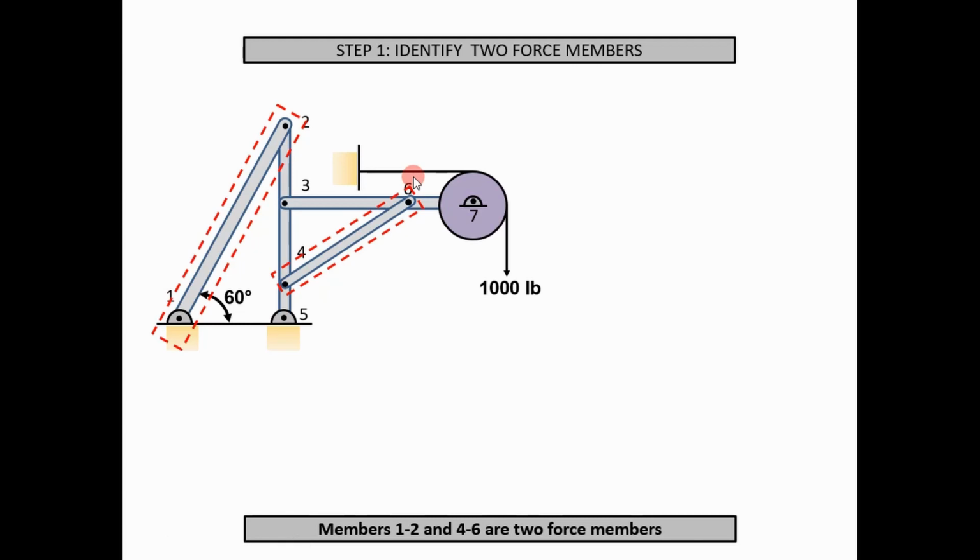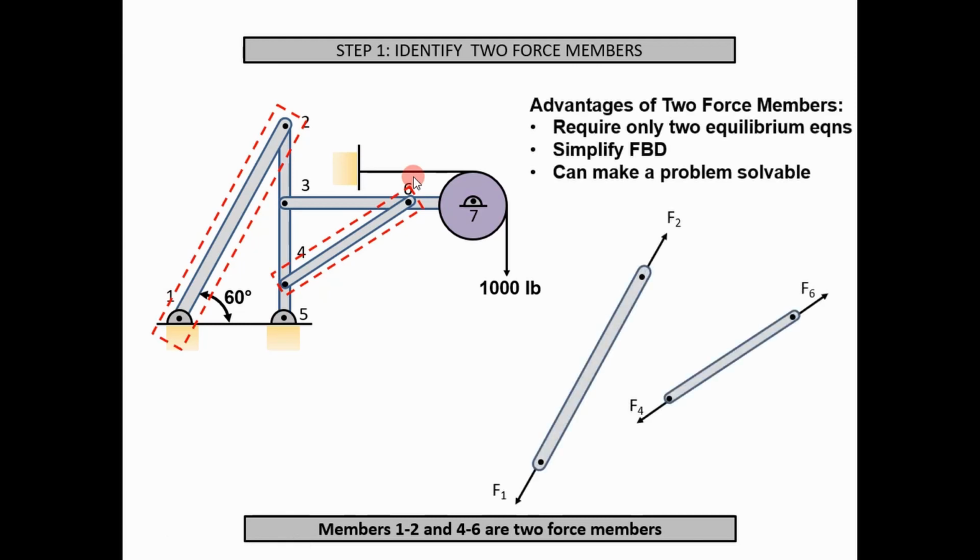So why do we want to identify 2 force members? Well, they greatly simplify the free body diagram. What may be an unsolvable problem on the surface can be solvable if you break it down into 2 force members. That's really the point, to simplify the free body diagram.